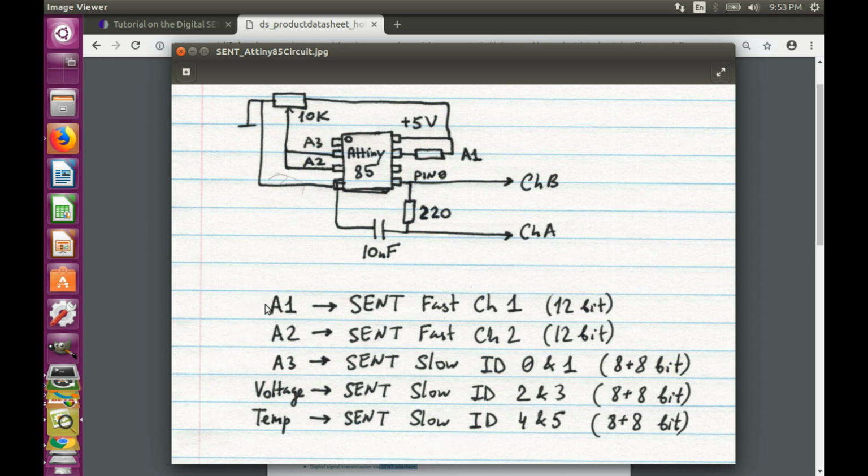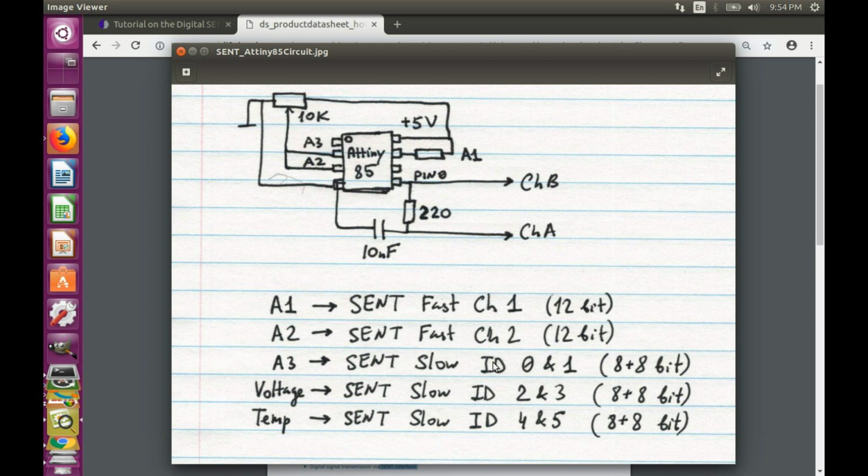The values from A1 I'm going to transmit using the fast channel, channel 1. A2 I'm going to transmit on channel 2 of the fast channel, but A3 is going to go to the slow channel, and it is 10 bits, so I will split it into two 8-bit chunks, and I'm going to transmit them using the message ID 0 and 1.